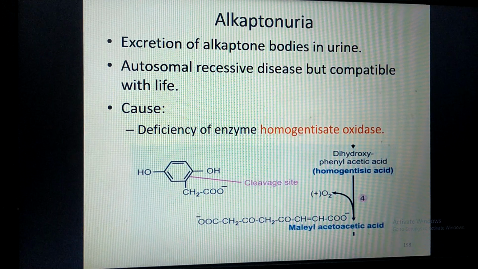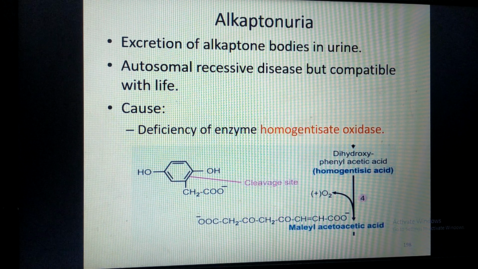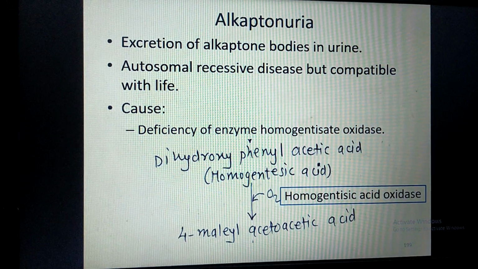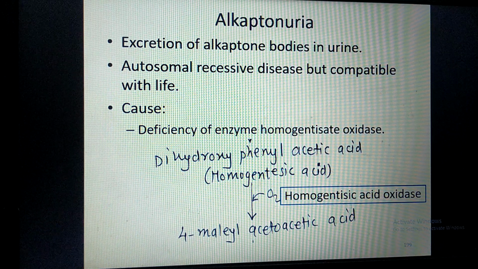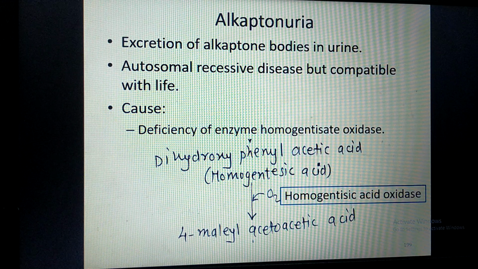After phenylketonuria, next disease is alkaptonuria. As the name suggests, excretion of alkaptone bodies in the urine is called alkaptonuria. It is an autosomal recessive disease compatible with life. Compatible with life means the patient can survive with this disease. Incompatible with life means the patient cannot survive.